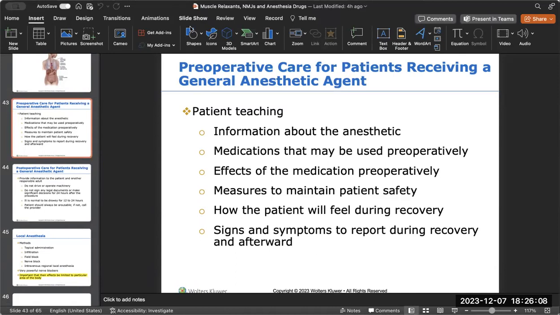What this medication will do, right? How they're going to maintain the patient's safety and how they're going to feel during their recovery, right? They might vomit, right? That's a common side effect of anesthetic drugs, that they might vomit after, okay? And any signs and symptoms to report post-surgery if they see them.